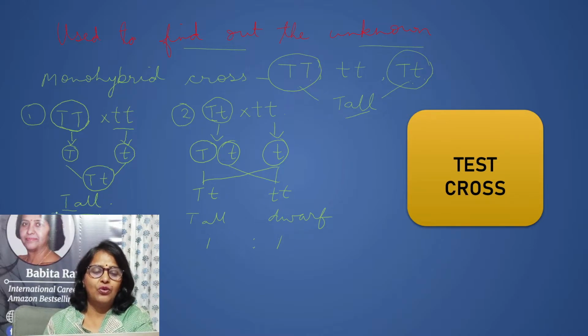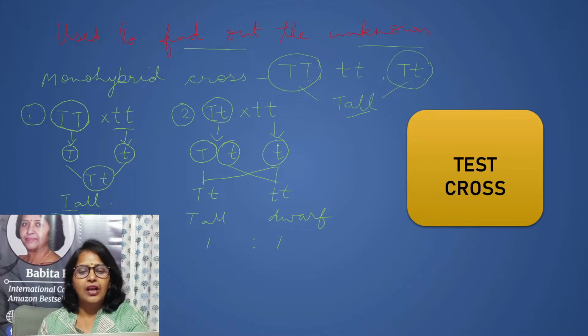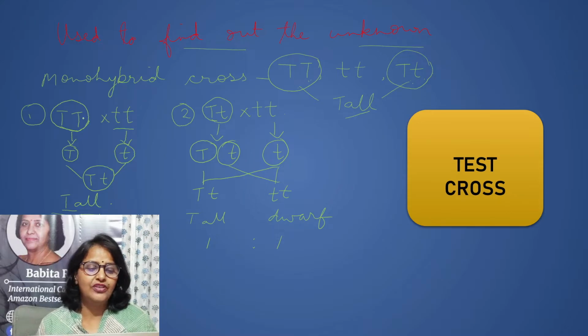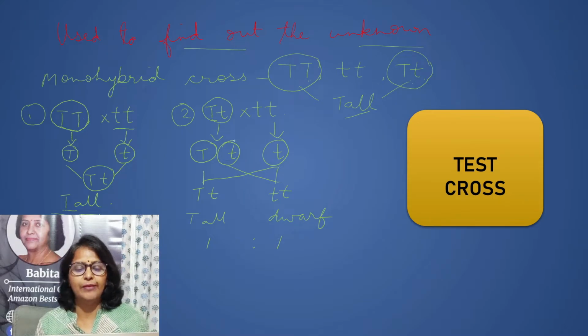And if we get all the same type of plant, that is all the plants are tall, that means the genotype of the tall plant was homozygous for tall. So this is how, if a tall plant is given, we can find out the genotype of the plant by simply crossing it with a homozygous recessive plant.